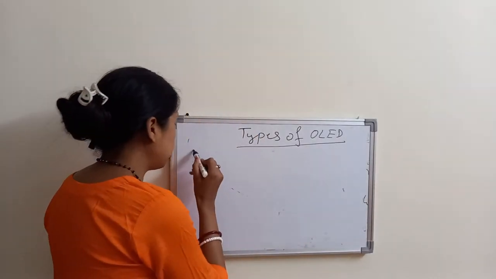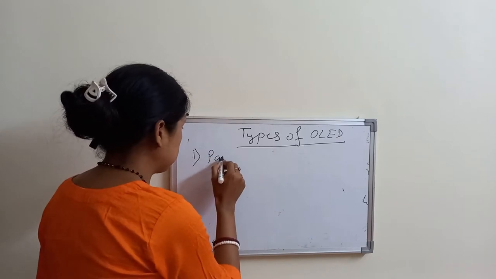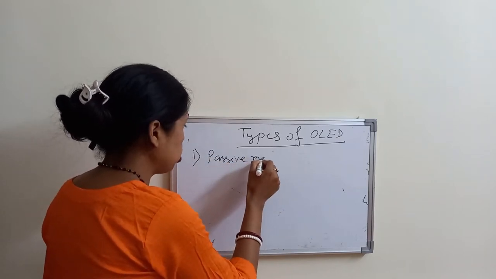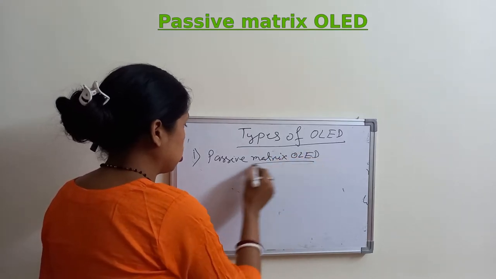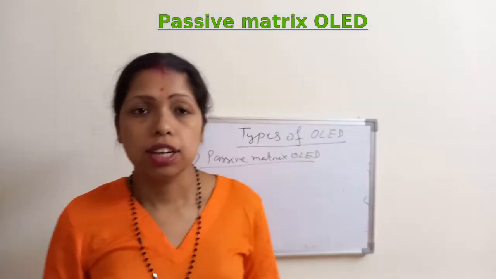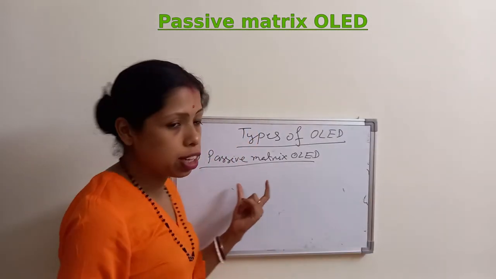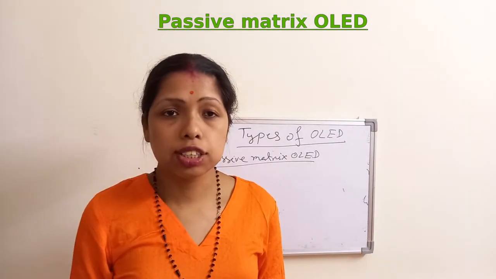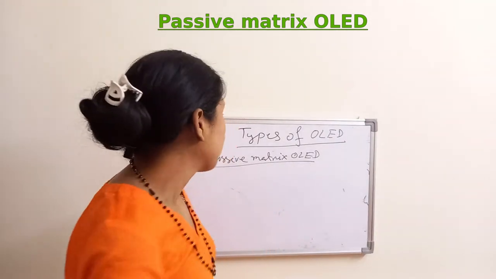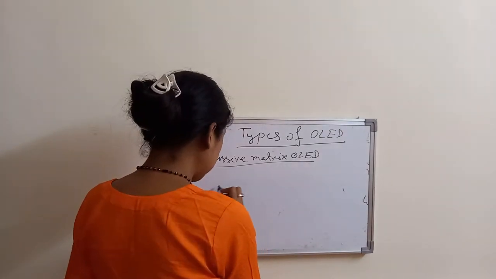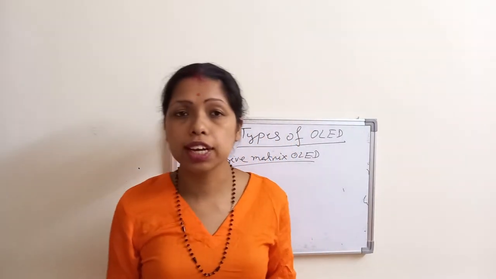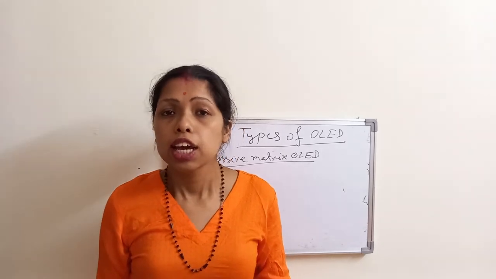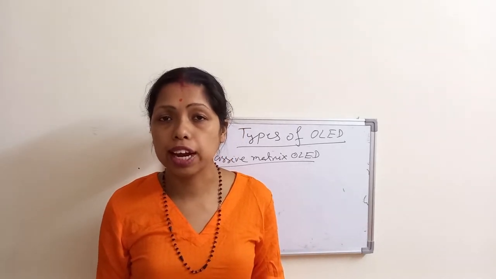Okay, first is the passive matrix OLED, right? This is the simplest kind of OLED. It can be designed with a very simple technique. Suppose I am drawing two different kinds of structures. For designing an OLED, the main things I have already told: the anode layer, the cathode layer, and in between anode and cathode I have to deposit the main active layers.